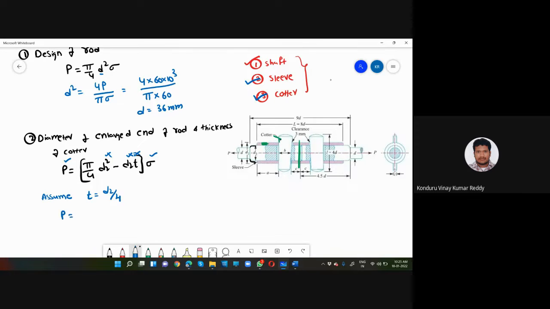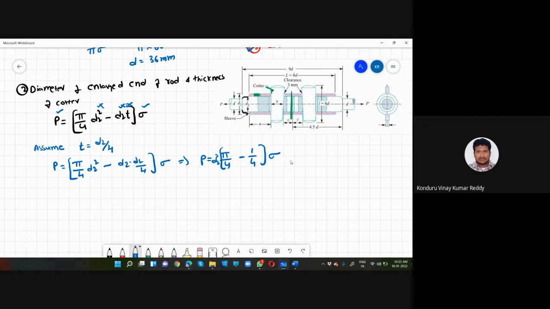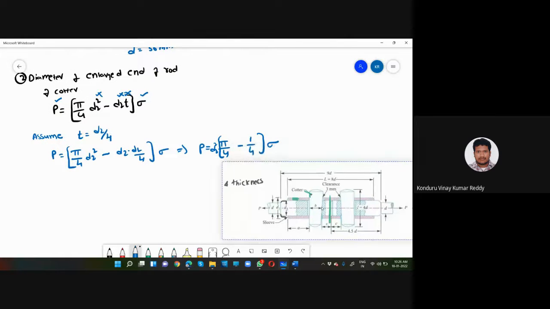That is P is equal to pi by 4 d2 square minus d2 into d2 by 4 into sigma, which will be giving us P is equal to pi by 4. Here d2 square I will take common, minus 1 by 4 d2 into t will become d2 square, which I have taken as common, into sigma. The thing is that we have to find out d2 square.